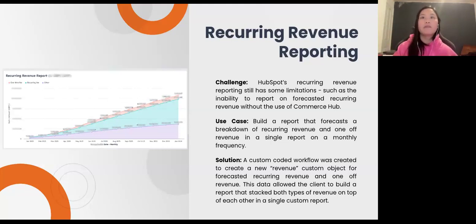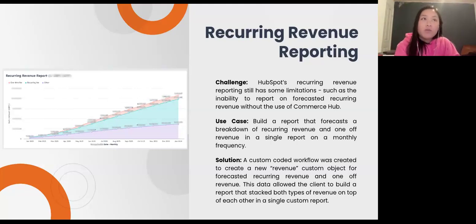So as a workaround for that, we put together a custom coded workflow, which basically allowed us to create a new custom revenue object in HubSpot that's split out by months. So basically, if a deal has a 12-month contract, as soon as a sales rep puts in the contract information and the monthly amount, it would then trigger the ability to create 12 separate revenue custom records with those monthly dates and values so that we can use that data to then generate a report that looks like what you see on the left side.